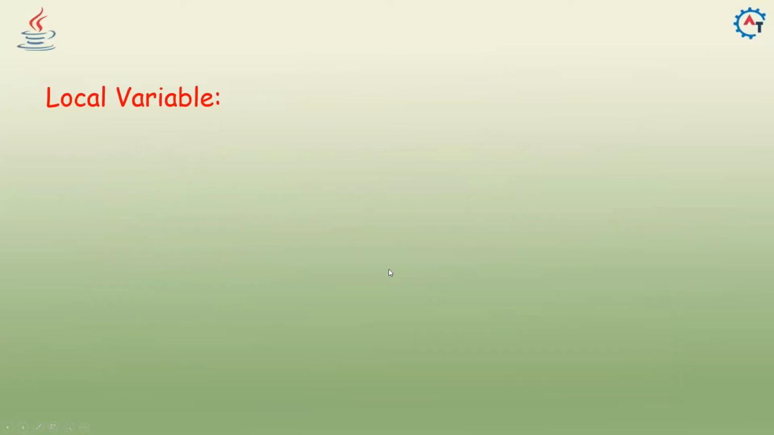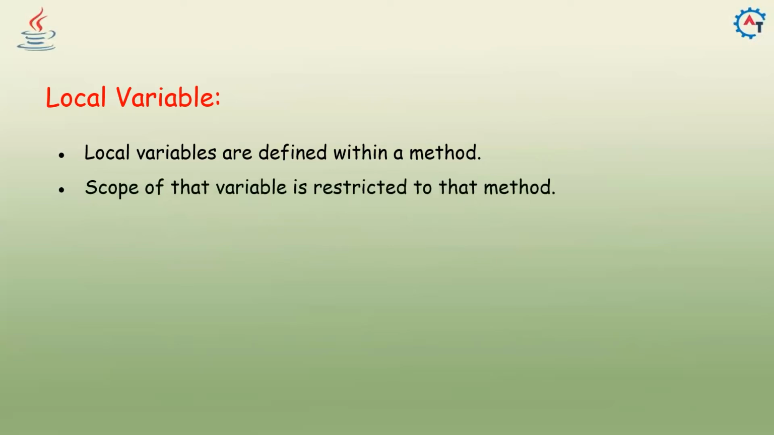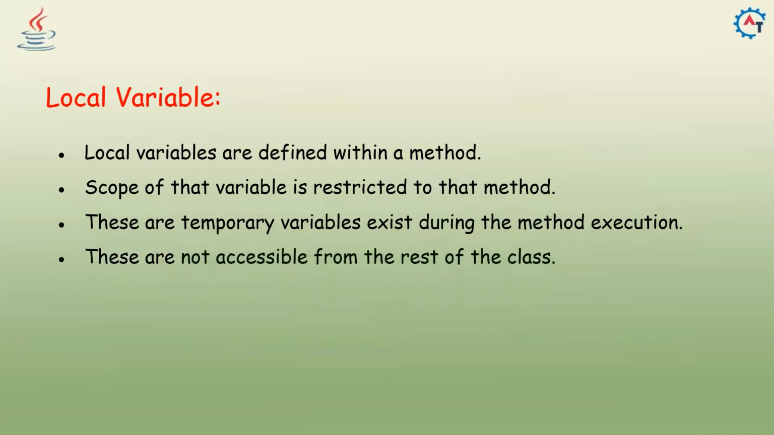Moving forward, local variable. Local variables are defined within a method. Till now we have seen variables outside the method. A variable you declare inside a method is called a local variable, and the scope of that variable is restricted to that method only. Outside the method, you cannot access these local variables, because they are local to that method only. They are temporary variables that exist during the method execution. They are not accessible from the rest of the class.